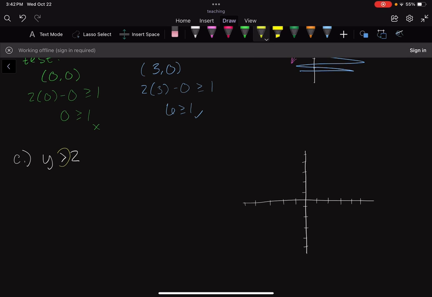Because this doesn't have the equal to bar, it's a dotted line or a dashed line, whatever you want to write. So when I graph this, I have it at 2, and I'm going to make sure that I do a dashed line or dotted line. You know what I mean, I hope.